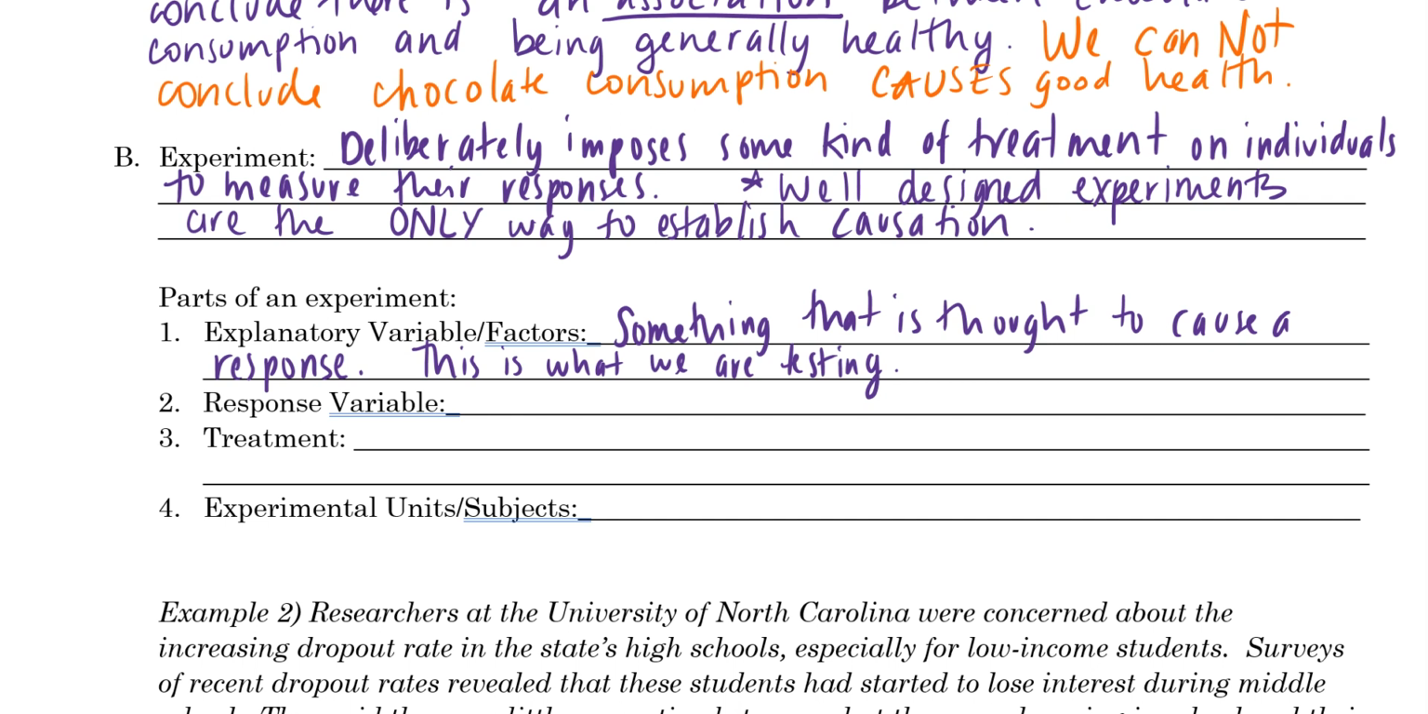Our response variable is kind of what it was last unit. It's what are you measuring? What are you measuring after the treatment is given? So again, in our chocolate example, what I'm trying to see is if health was improved. So health would be the response variable. So health is what is measured. Or sorry, not health, excuse me. Response variable is what is measured specifically after treatment is given.